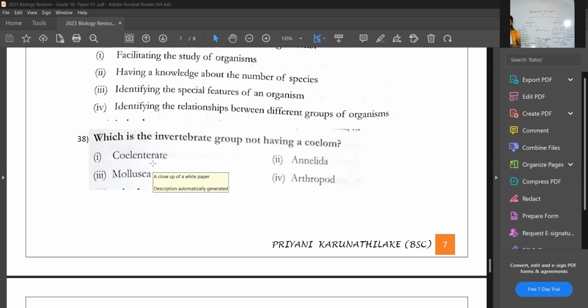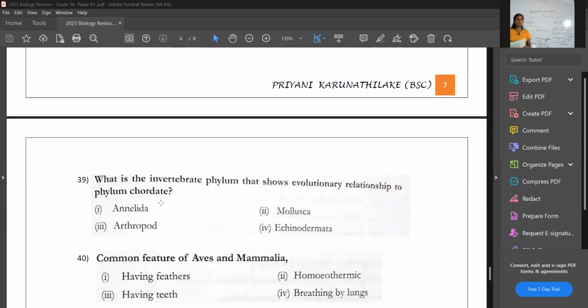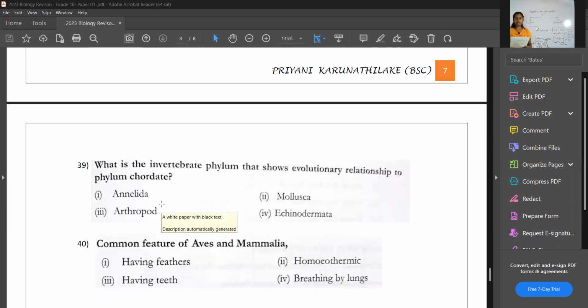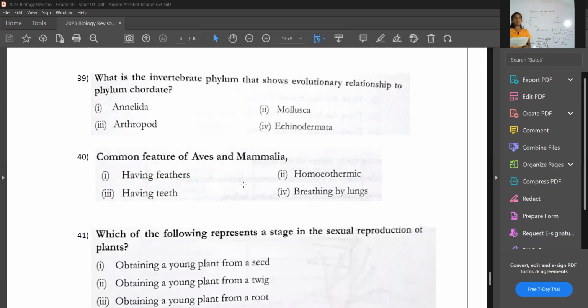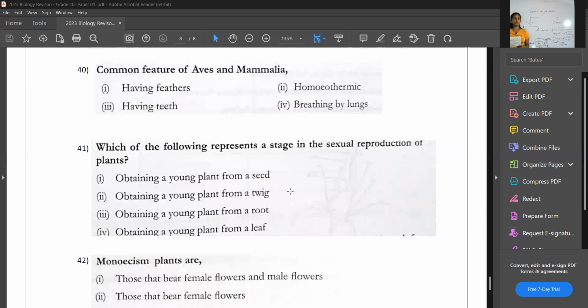Coelenterate group, right? Then 39, what is the invertebrate phylum that shows the evolutionary relationship to the phylum chordate? The last one, echinoderms. Echinodermata, they have the evolutionary relationships with the chordates. 40, common feature of aves and mammals. The second one and the fourth one, both are correct: homeothermic and breathing by lungs.